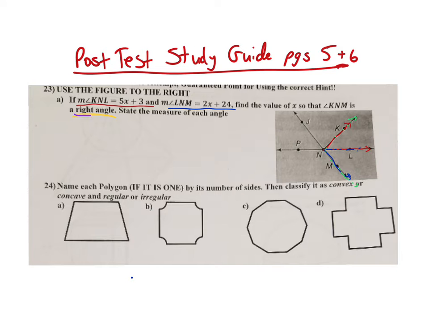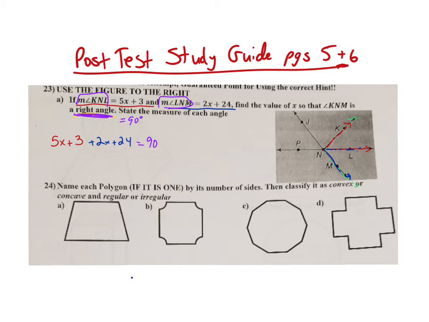So I want K and M to be a right angle. So that means it's going to be equal to 90 degrees. So basically, guys, I'm going to have this guy right here plus this guy together to be 90 degrees. So what I'm going to do is I'm going to put 5x plus 3. Then I'm going to put 2x plus 24. And I want it equal to 90 degrees.